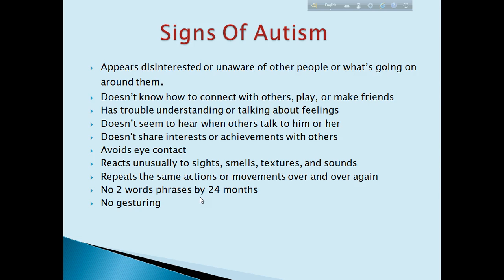There are some symptoms by which doctors can detect autism. The symptoms can be found in a child who appears distressed or unaware of other people or what's going on around them, doesn't know how to connect with others, play or make friends, has trouble understanding or talking about feelings, doesn't seem to hear when others talk to him or her, doesn't share interests or achievements with others, avoids eye contact, reacts unusually to sights, smells, textures and sounds, repeats the same actions or movements over and over again, has no two-word phrase by 24 months, and no gesturing and no reflex work.